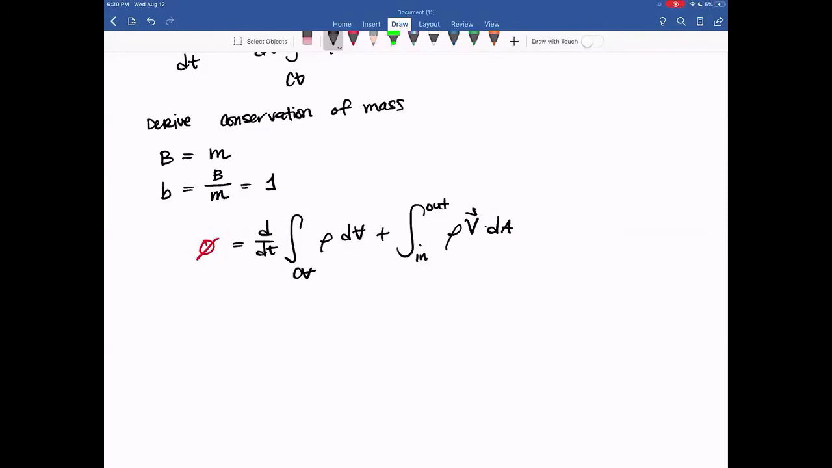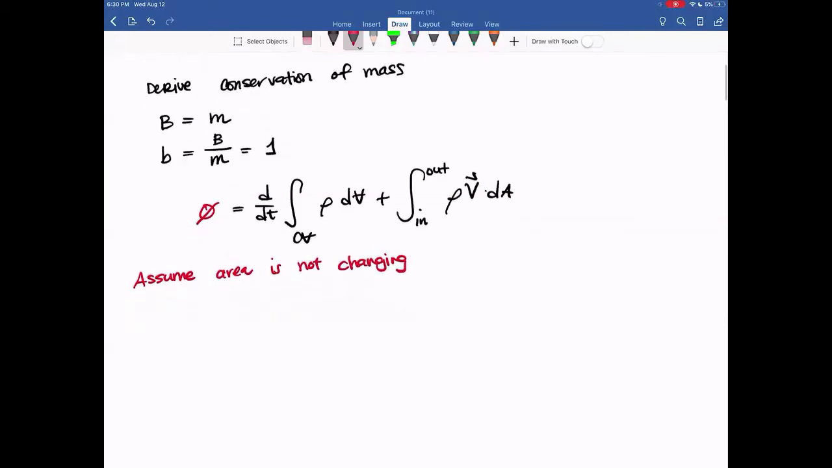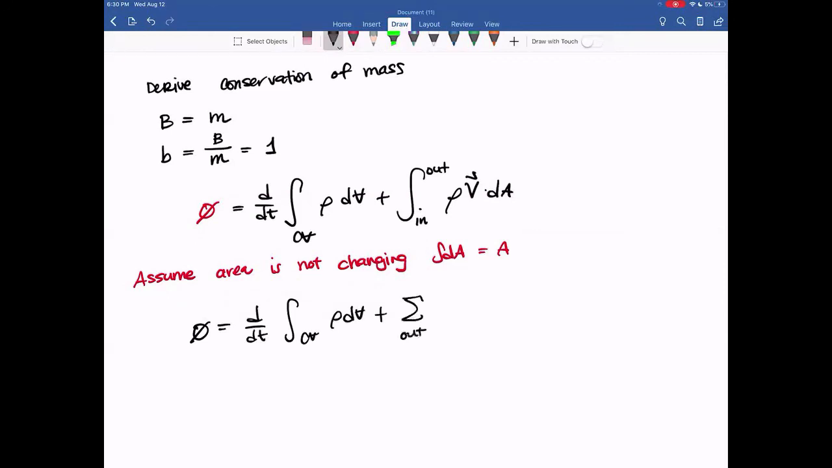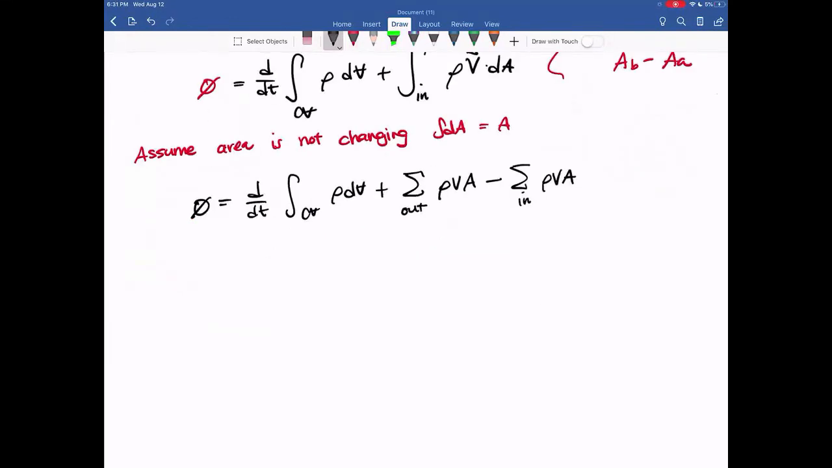What I'm going to do is make some assumptions now. So we're going to assume that area is not changing across that cross-sectional area. So this essentially just becomes our total area, okay? So we have 0 is d dt, control volume, rho dv, plus our summation out of rho VA minus our summation in of rho VA. That's our first assumption, okay?